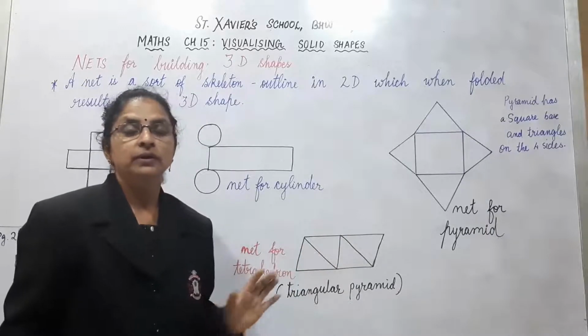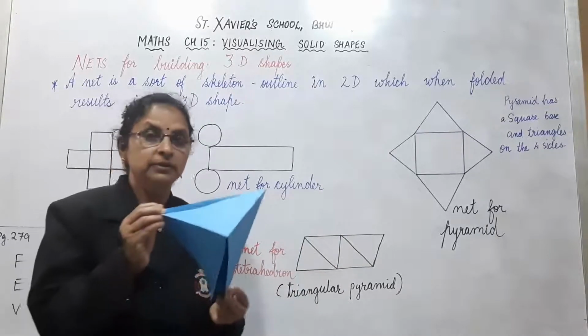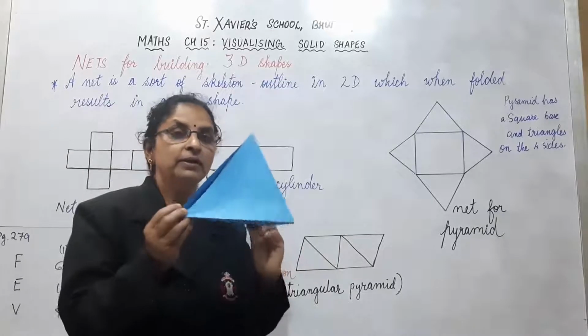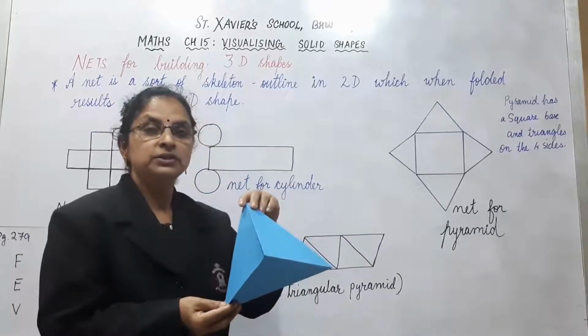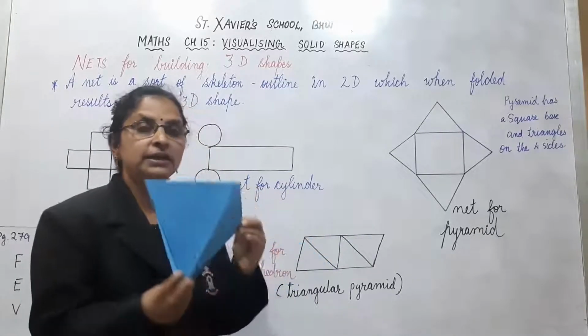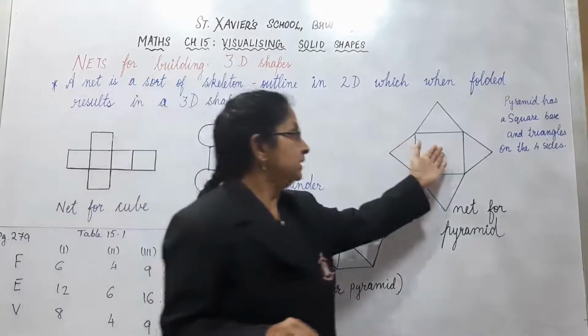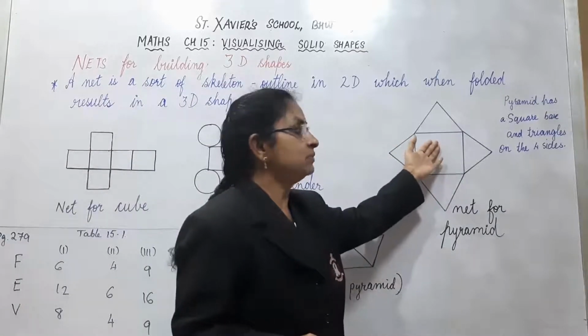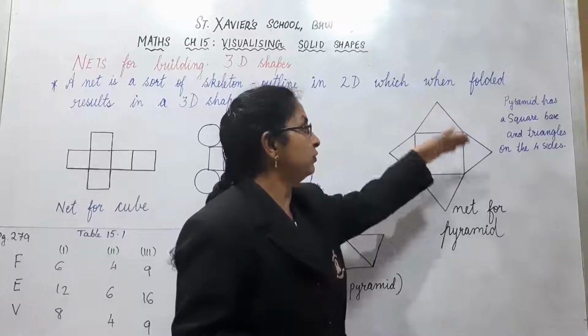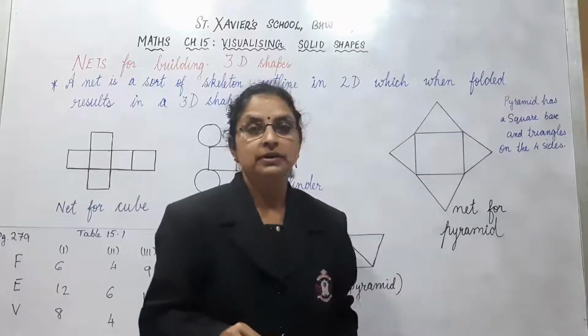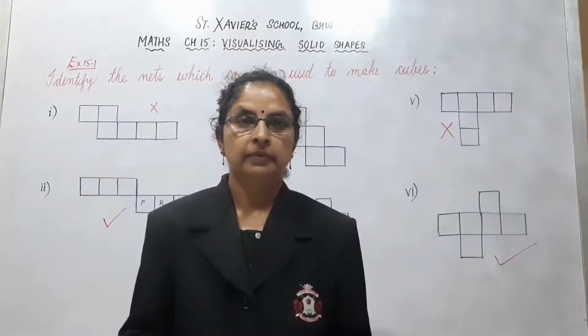It has 4 sides. Just now I showed you. This is a triangular pyramid which has 4 sides. All 4 sides are triangles. But for this type of pyramid, the base will be square and there are 4 triangular faces. Clear?